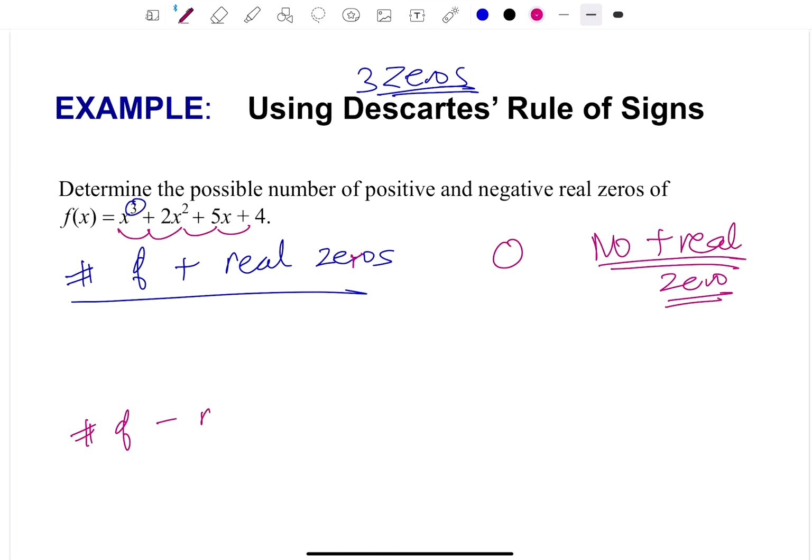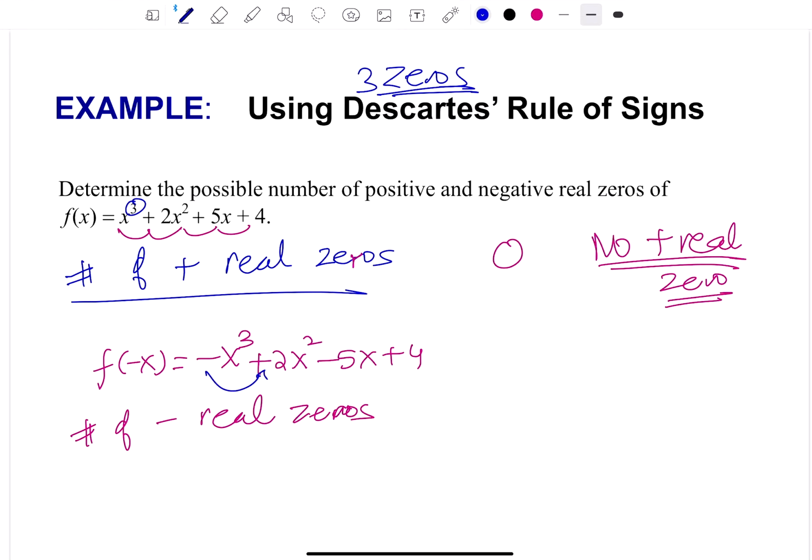For that, we need to figure out f of negative x. F of negative x is going to equal negative x to the third plus 2x squared minus 5x plus 4. And how many sign changes here? 1, 2, and 3. The number of negative zeros is going to be either 3 or less than that by an even number. So either 3 or 1 negative real zero. So I will be testing my negative numbers, not the positive numbers in this case.